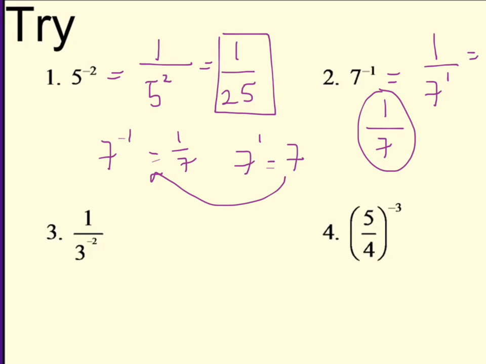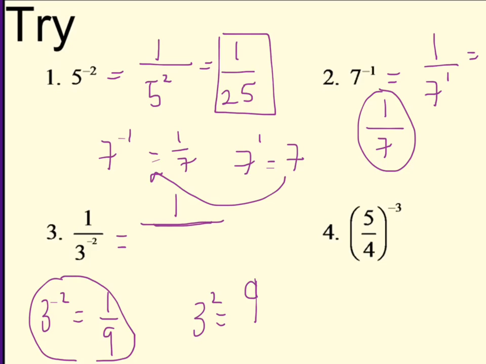Okay, now 1 over 3 to the negative second power. So here it's a little trickier because you're going to get a compound fraction. So just focus on the denominator for a minute. 3 to the negative 2 power is the reciprocal of 3 squared. 3 squared is 9. So the reciprocal of that is 1/9. So 3 to the negative 2 power is 1/9. So that goes in the denominator of this fraction. So you have 1 divided by 1/9.